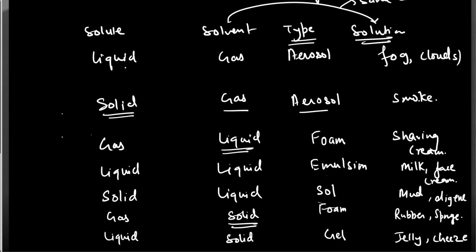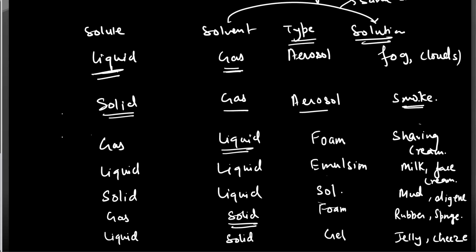So again, liquid when mixed with gas, the solvent is gas, so fog is an example. Cloud is also an example. If solid is mixed with gas, the solvent is gas, so the solution is also a gas, that is smoke. Gas and liquid, the solvent is liquid, so shaving cream is an example. Liquid and liquid is emulsion, that is milk and face cream.